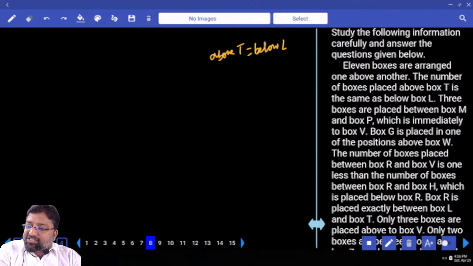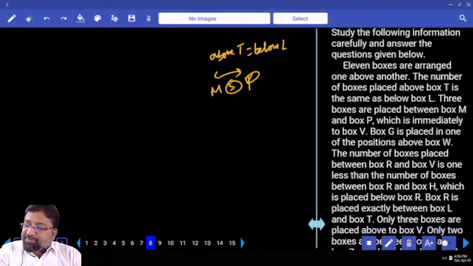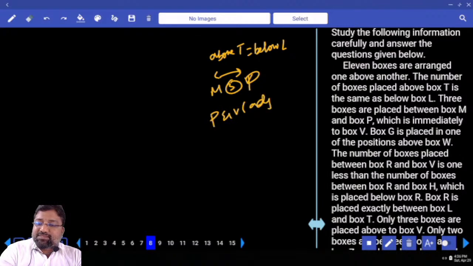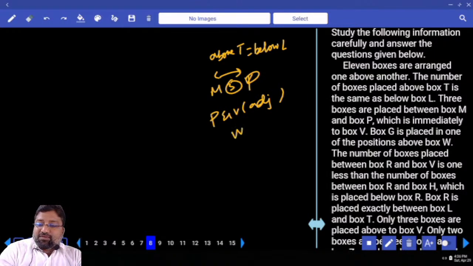3 boxes are placed between M and P. P is immediate to V. 3 boxes between M and P, sorry. Next, P is immediate to V. P and V. Box G is placed in one of the positions above W. Above W is G.